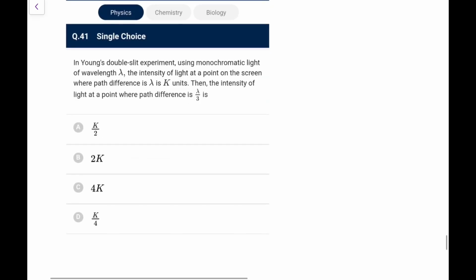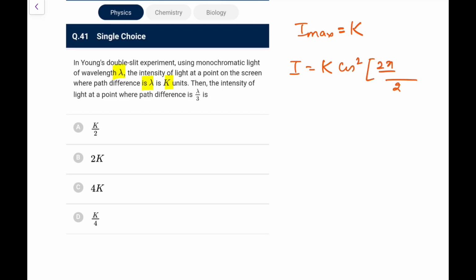Next. Now the last 5. In YDSE, using monochromatic light of wavelength lambda, the intensity of light at a point on the screen where the path difference is lambda is k units. So path difference lambda means that is Imax, so Imax is k. Then the intensity where the path difference is lambda by 3, that I would be Imax cos² φ by 2, and φ is 2π by lambda into Δx, that is lambda by 3, divided by 2. So lambda goes. So this is cos² of π by 3, which is 1 by 4. So that is k by 4. So you will go for option D here.